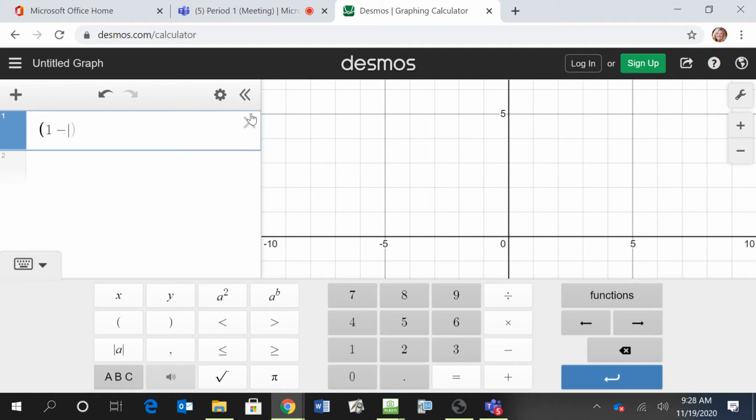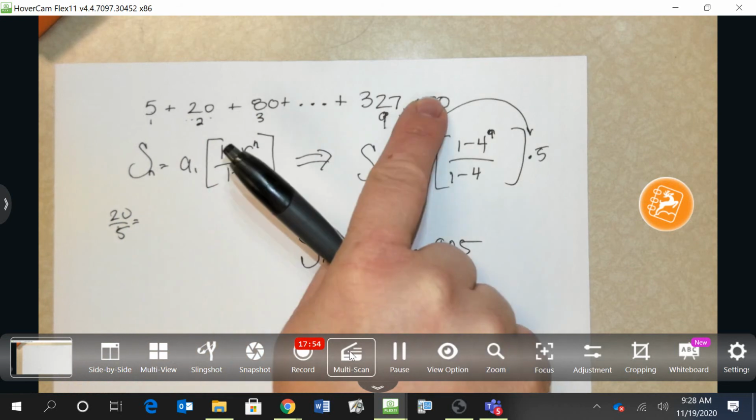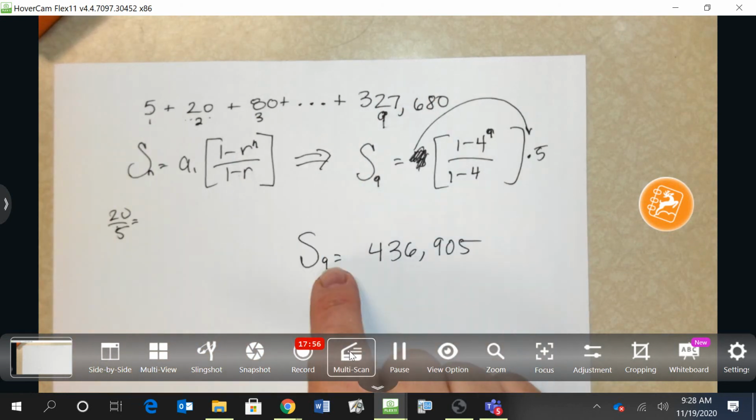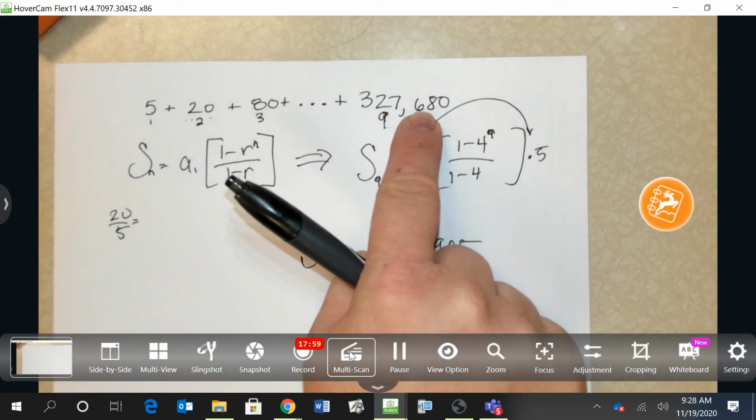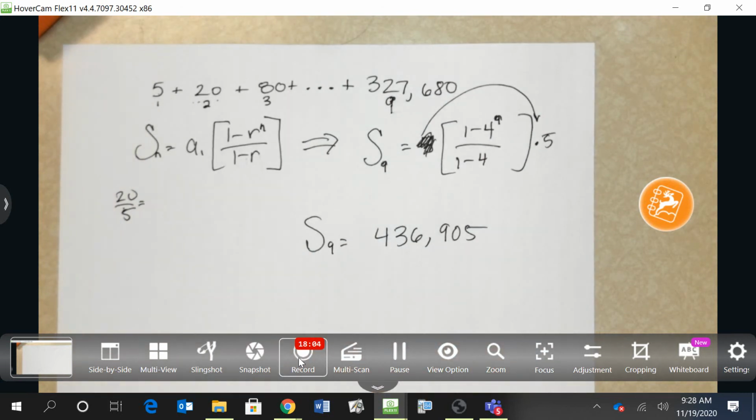On top I have 1 subtract 4 raised to the 9th, divided by 1 subtract 4, and then behind it I'm going to do a times 5. So I'm going to write down this number, and then let's talk about really what that means. This means for this particular geometric series, if I add up the first 9 numbers in this geometric series, it would be a total of 436,905. Okay, next we're going to do the same type of concept, but we're going to start adding.